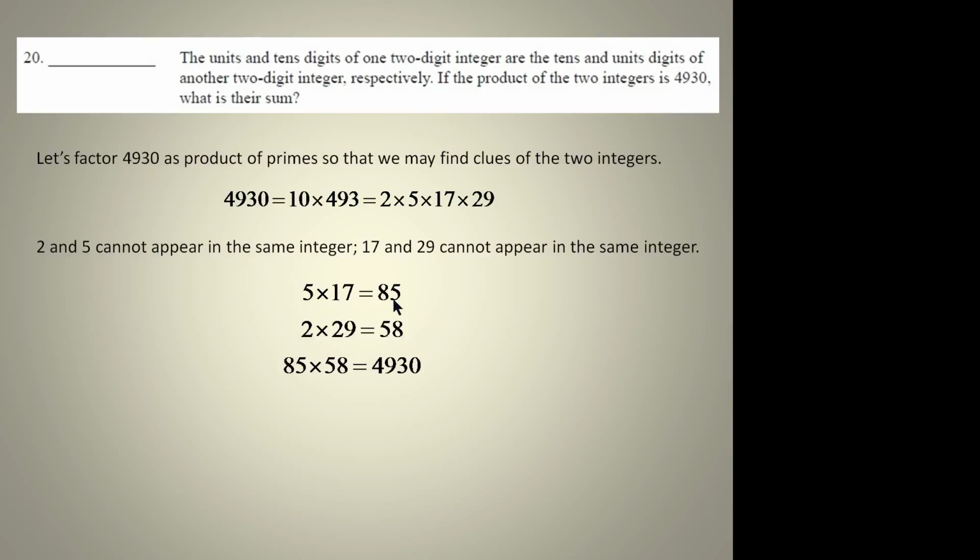So actually 5 times 17 is 85. 2 times 29 is 58. Look at here. The digits just exchanged. So this worked. That is 85, that is 58. Multiply together, 4,930. So we find the answer here. One of them is 85. The other one is 58. The product is 4,930, and we want the sum. So you add them together, it is 143.